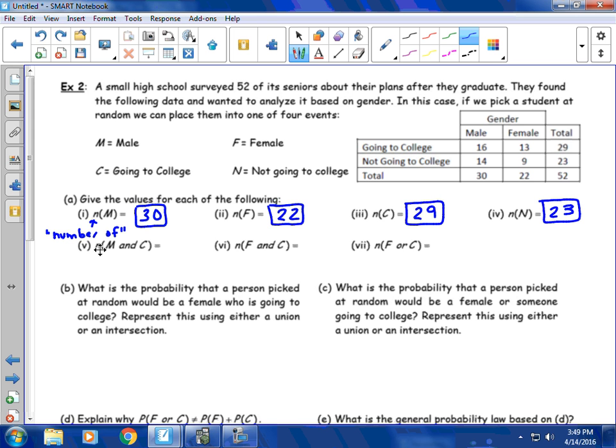Two gets a little trickier. Number of M and C, meaning they have to be in the male column and the going to college row. So male and going to college, there's the overlap, it's 16. Female and going to college. Find your female, crisscross it with going to college. We got 13 of those.